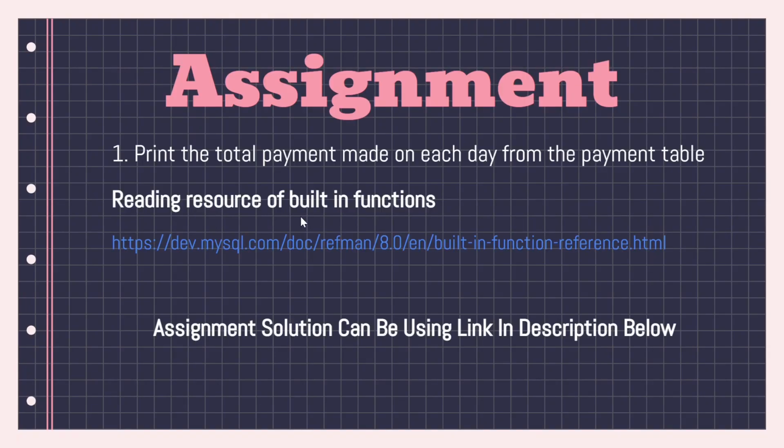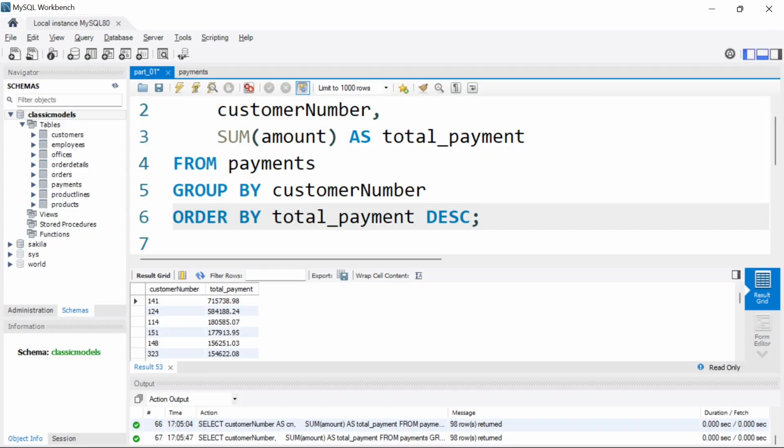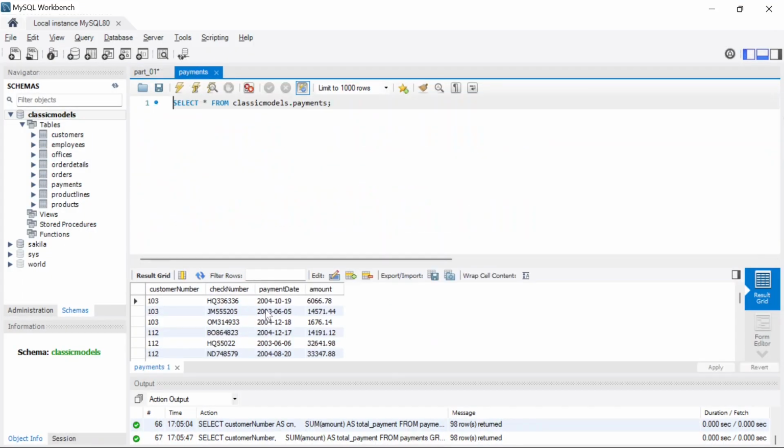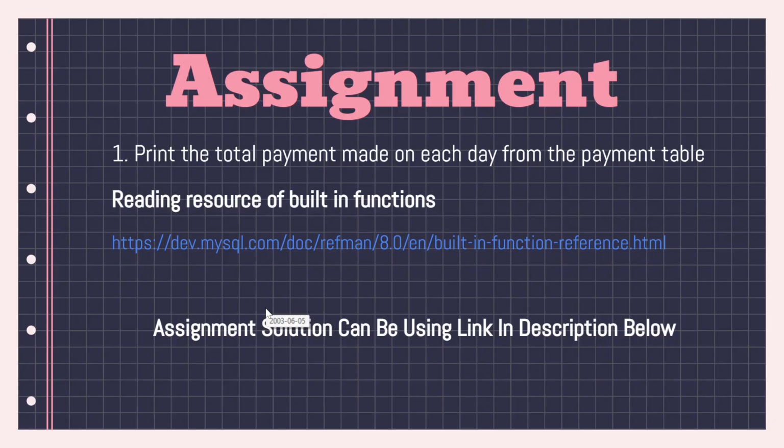Again, you need to practice, you need to practice, you need to practice. The best way to learn something is by practicing. So I have this assignment for you. Print the total payments made on each day from the payments table. If you look at the payments table, we have the date column. So if I go here, you can see we have the date column. Group by the date, and then find the total, the sum of all the payments made based on the day. That's the assignment for this video.